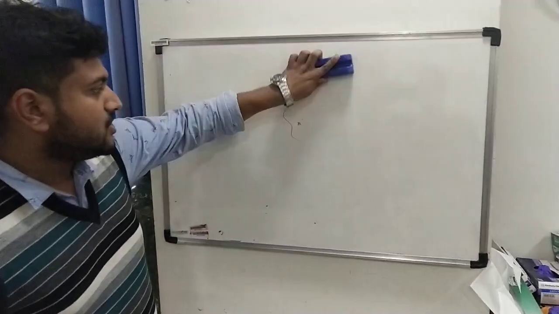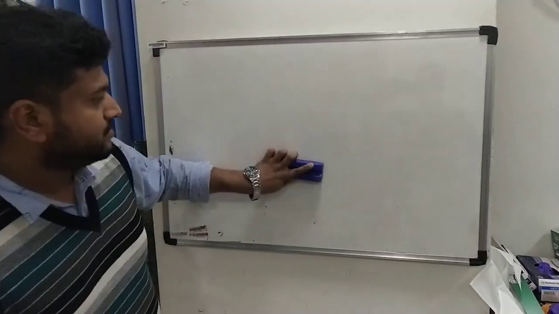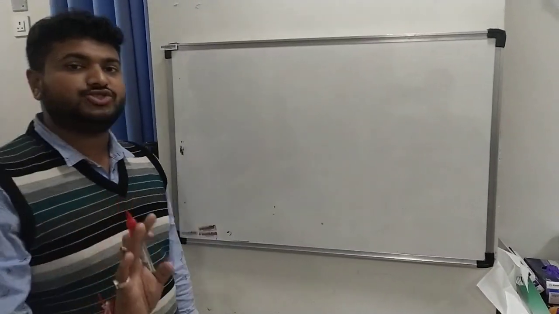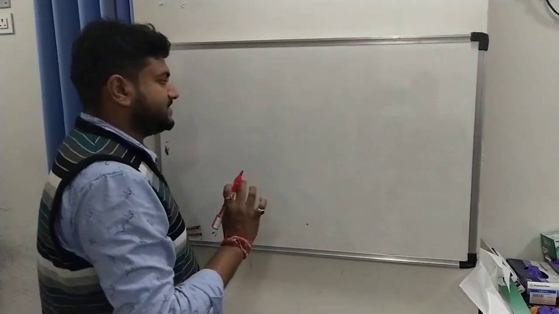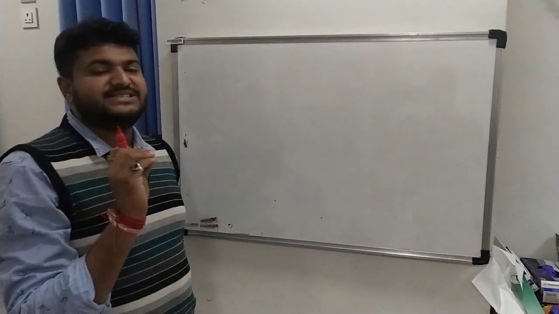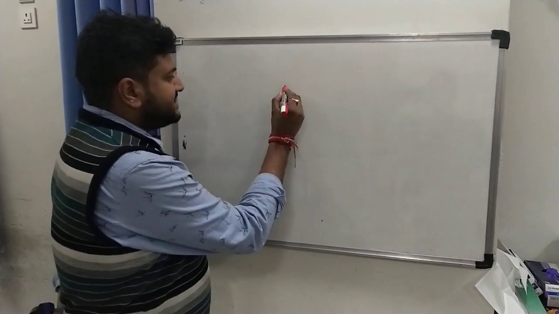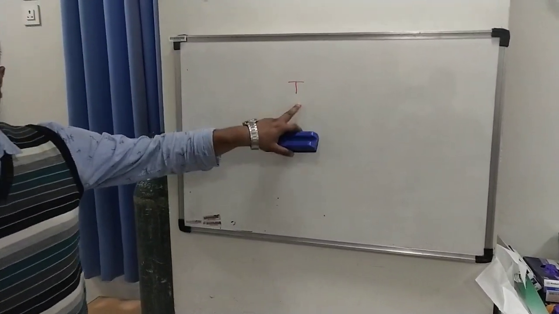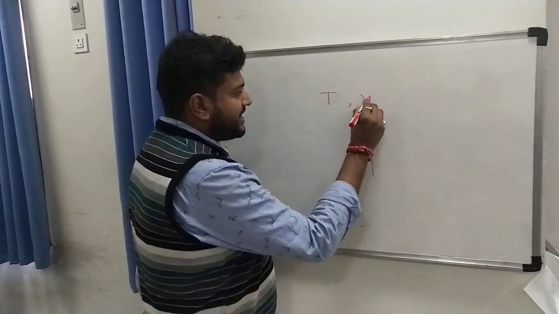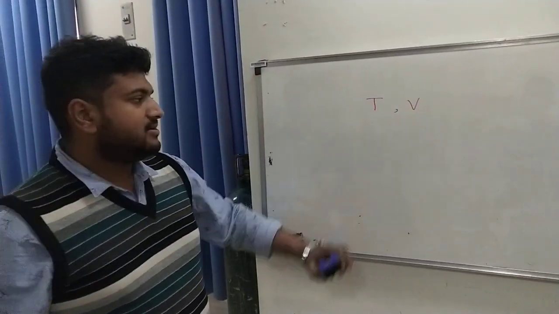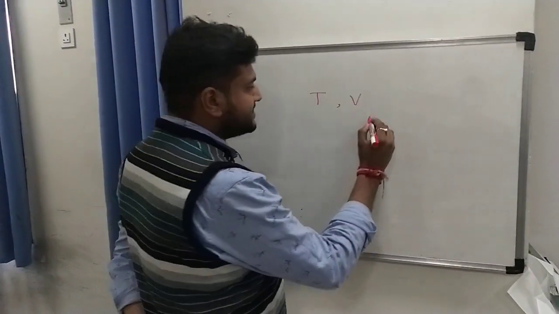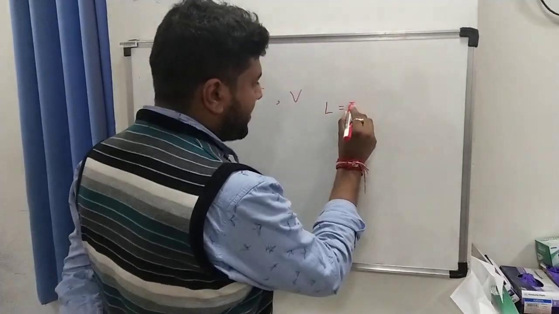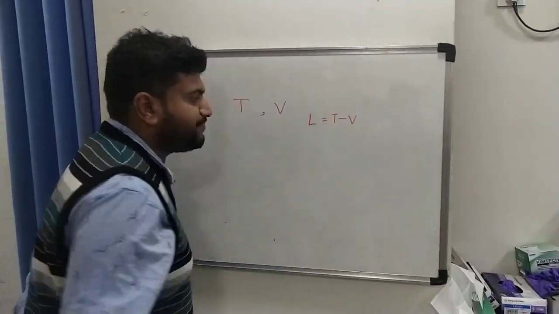So in that case, we apply the Lagrangian approach for the formulation of the classical system. In the Lagrangian approach, we calculate the total kinetic energy, capital T, of the system and the total potential energy, capital V, of the system, and we define the Lagrangian of the system as capital L equals capital T minus capital V.